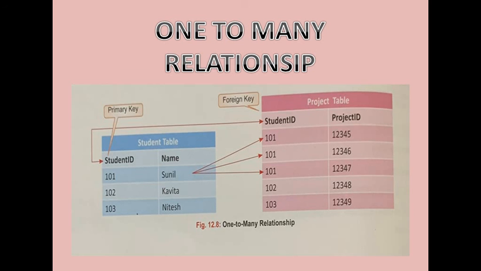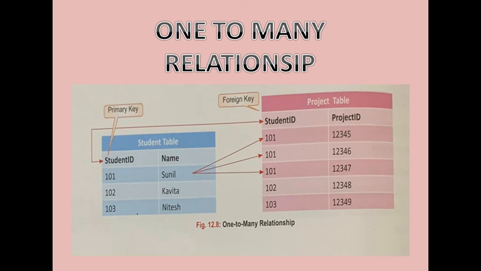So these two tables, what we are having, one is the student table, another is the project table. In this example, the student ID field is the primary key in the student table. It has unique values. So we have to identify which one is the primary key, which one is the foreign key, and what is the nature of the relationship. If these two tables have been given, it clearly falls under one-to-many relationship, where in the student table student ID is the primary key, and in the project table student ID is the foreign key.